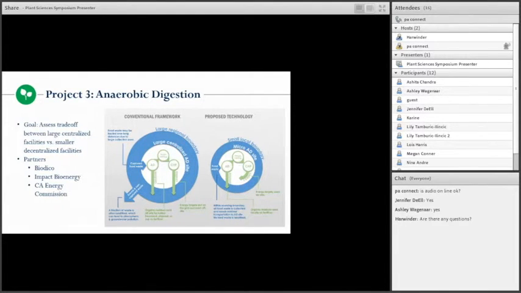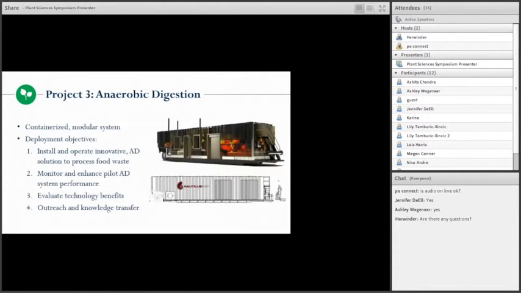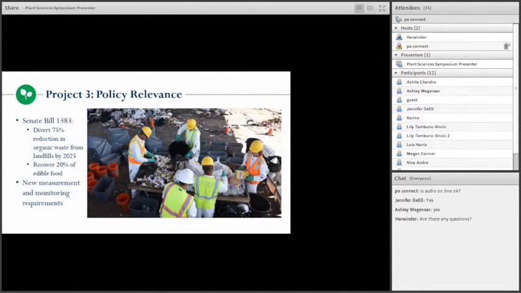So a current policy right now is called our Senate Bill 1383. And the idea is that we're going to divert 75% of our organic waste from landfills by 2025. And on top of that, we're aiming to recover 20% of edible food. This is a really aggressive policy, and it's really interesting. I think it's important to learn how this is going to play out in California so that people can see whether this is successful and how it works.